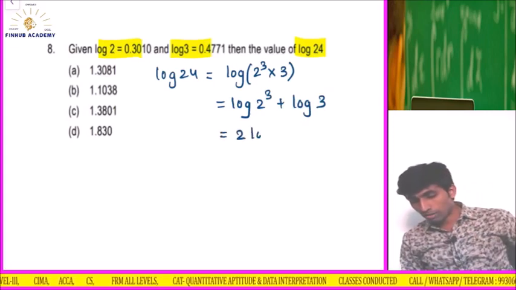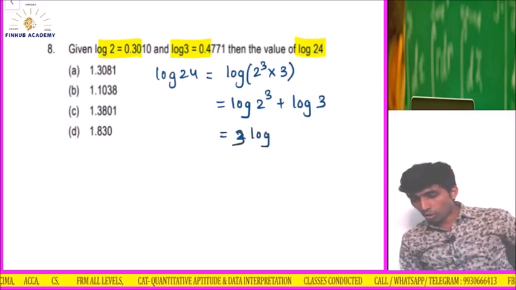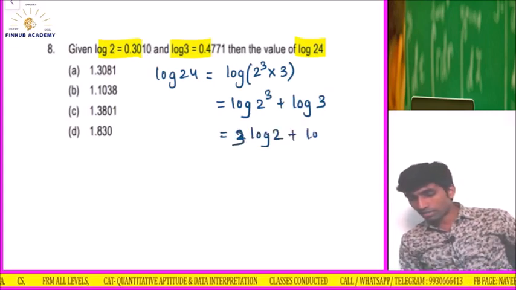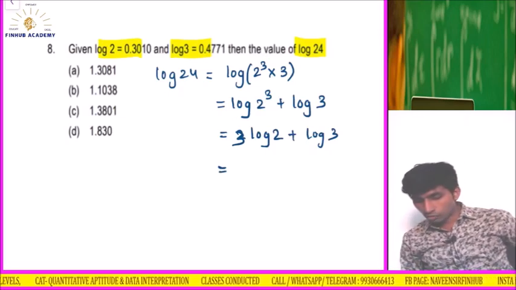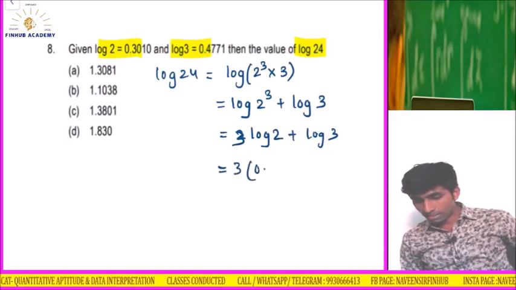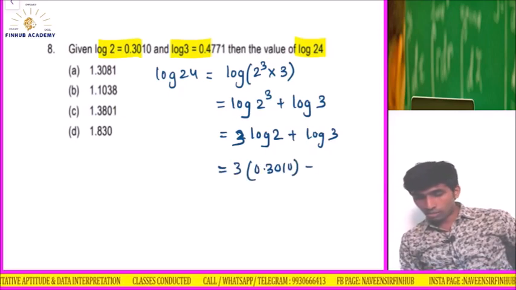And that power now will come in front of log 2. So this will become 3 log 2 plus log 3. So I have the values of log 2 and log 3. So 3 into 0.3010 plus log 3 is how much?